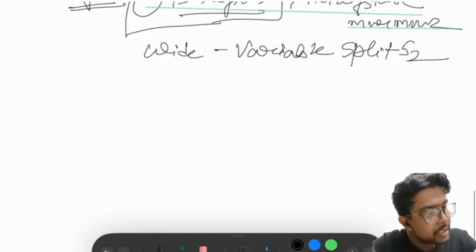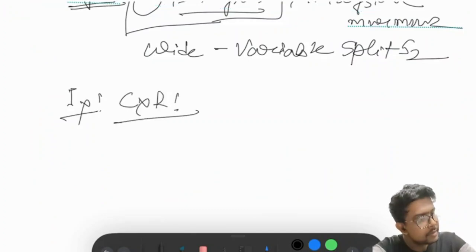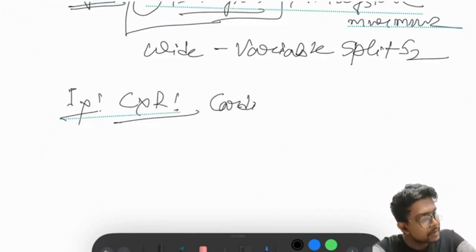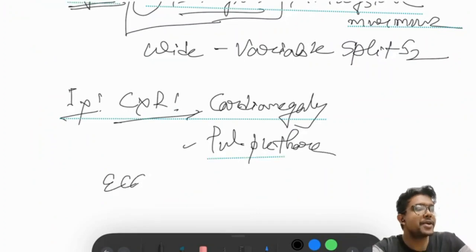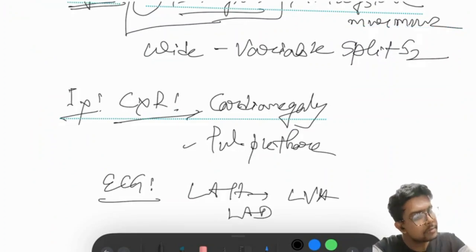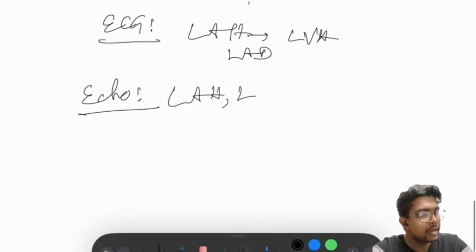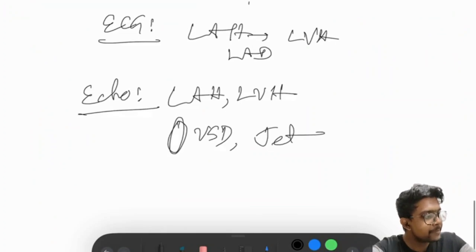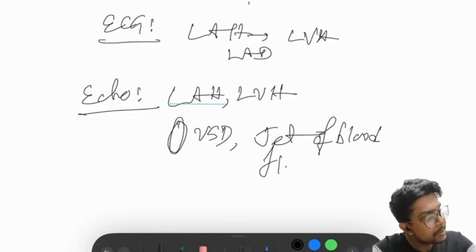Now, what will be the findings in the investigations? In chest X-ray, you will find there may be cardiomegaly. There will be pulmonary plethora. On ECG, what will we find? Left atrial hypertrophy, left ventricular hypertrophy, and left axis deviation. In echo, we will find left atrial hypertrophy, left ventricular hypertrophy, and we will find the VSD. We can find the jet of blood flow by Doppler.